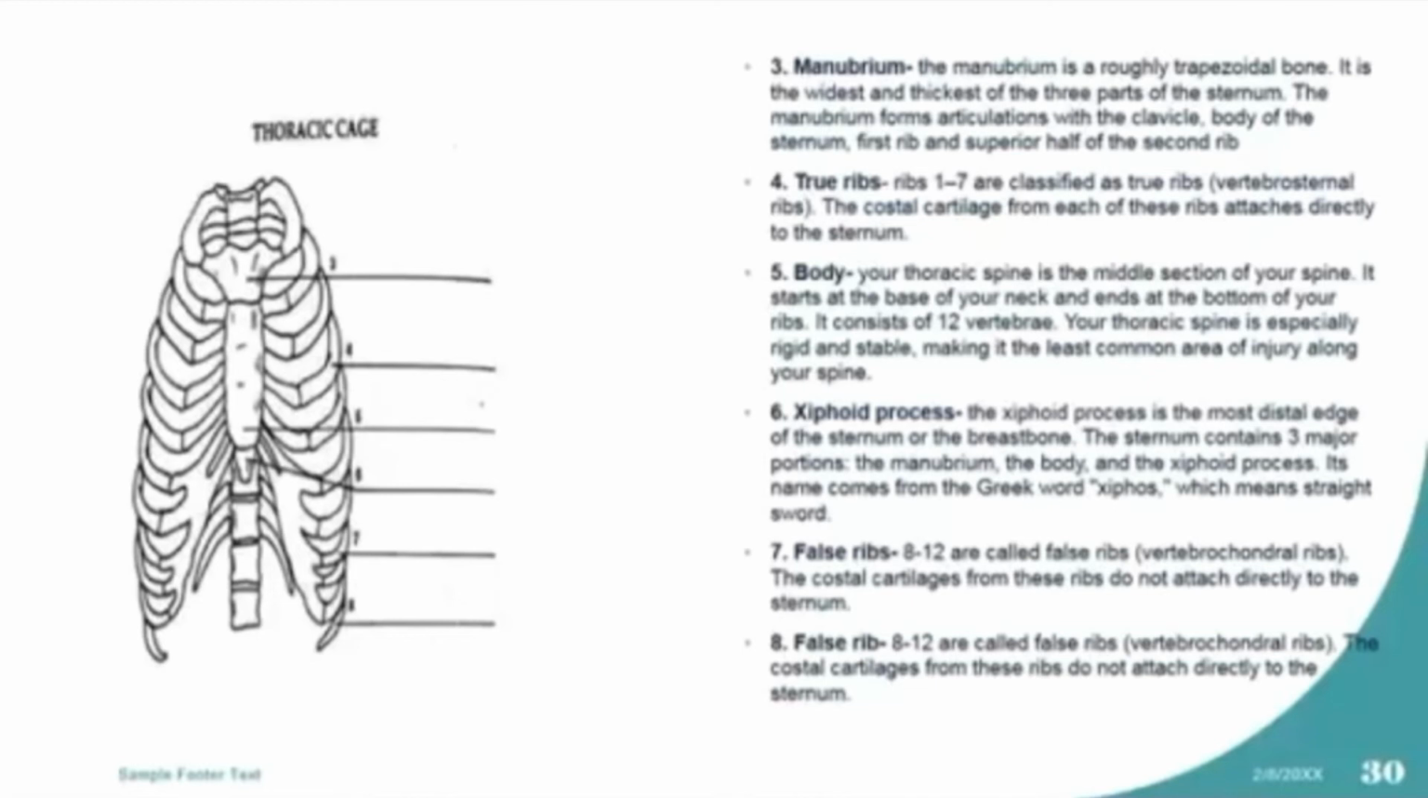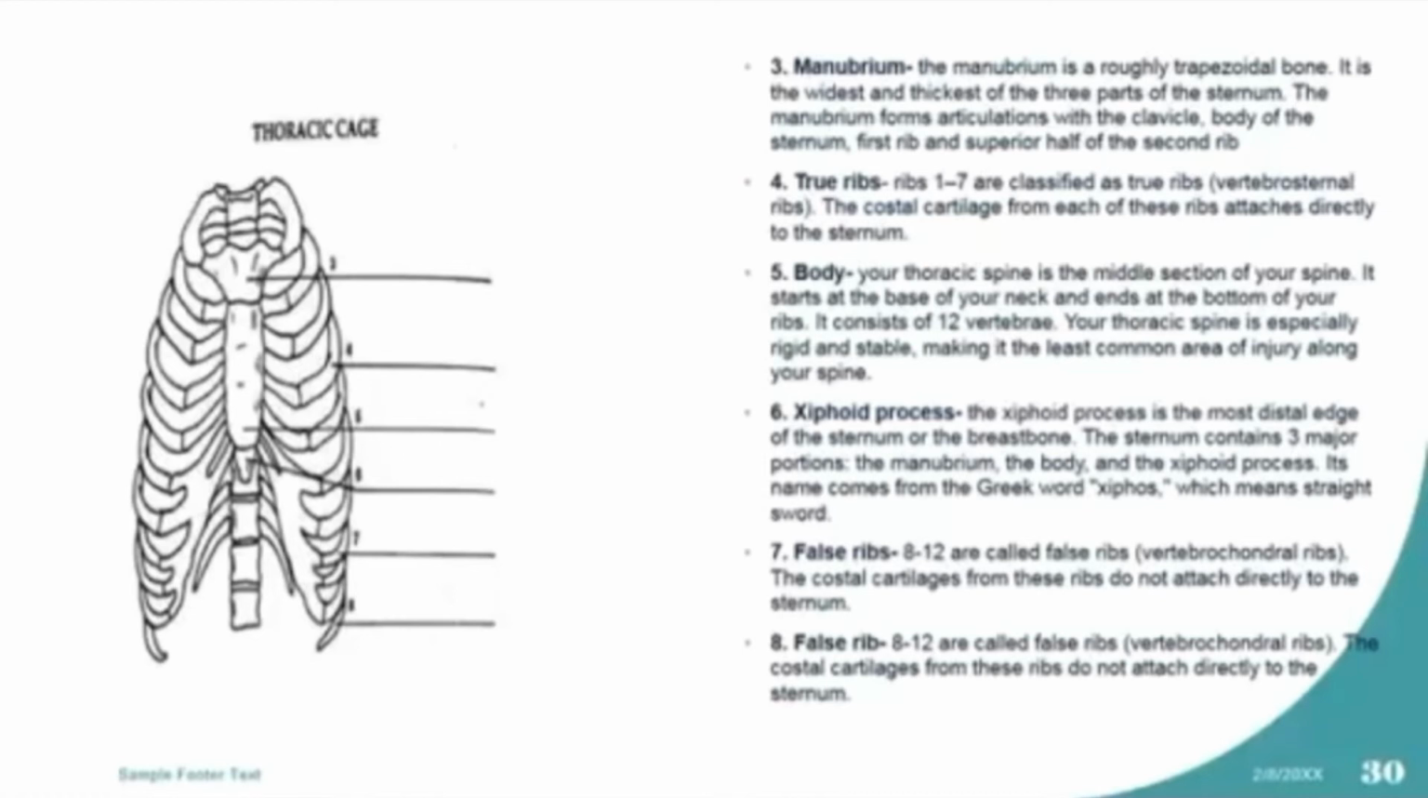So number 6 is the xiphoid process. It is the most distal edge of the sternum or breastbone. The sternum contains three major portions: the manubrium, the body, and the xiphoid process. Its name comes from the Greek word xiphos, which means straight sword.